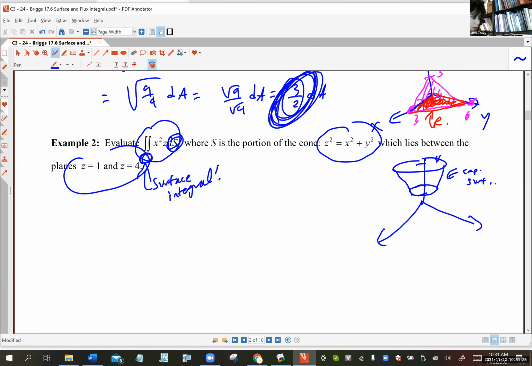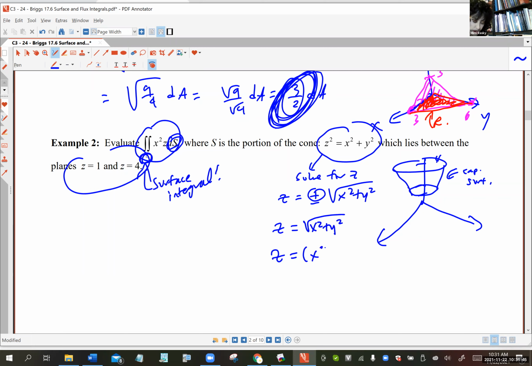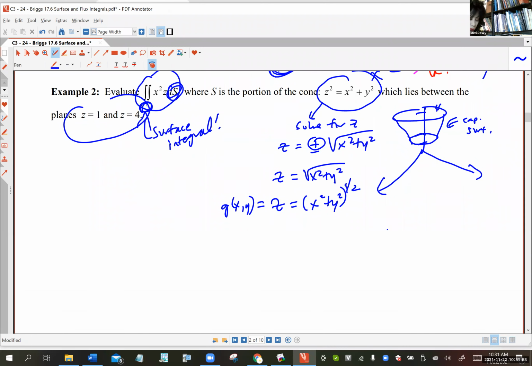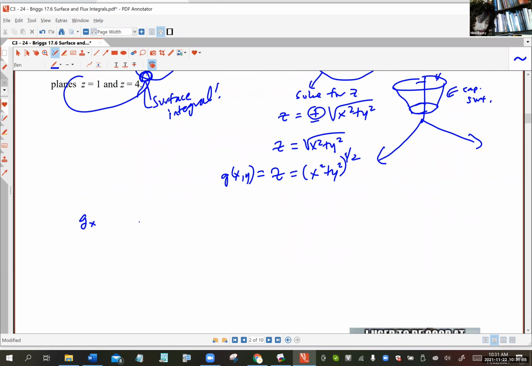So you want to try to solve for z because you need your g. So if you do that, you'll get plus or minus the square root of x squared plus y squared. And because we're looking at the portion of the cone above the xy plane, we take the positive. And then I'm going to need to do partials because this is our little g. It's going to take a little bit of work here. So let's go get the little g_x and the little g_y.